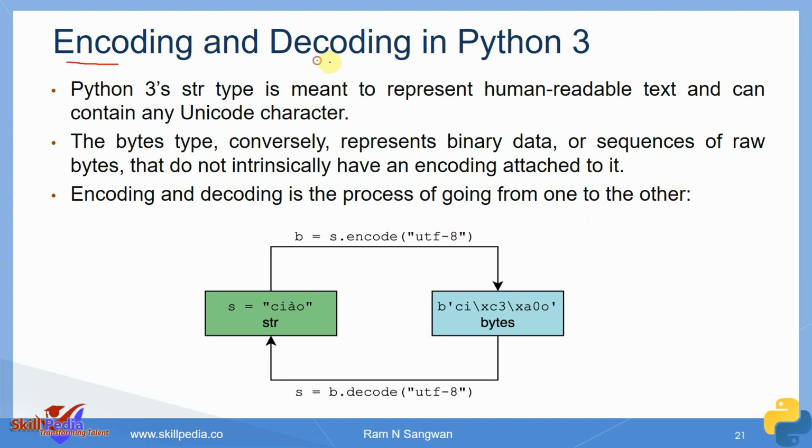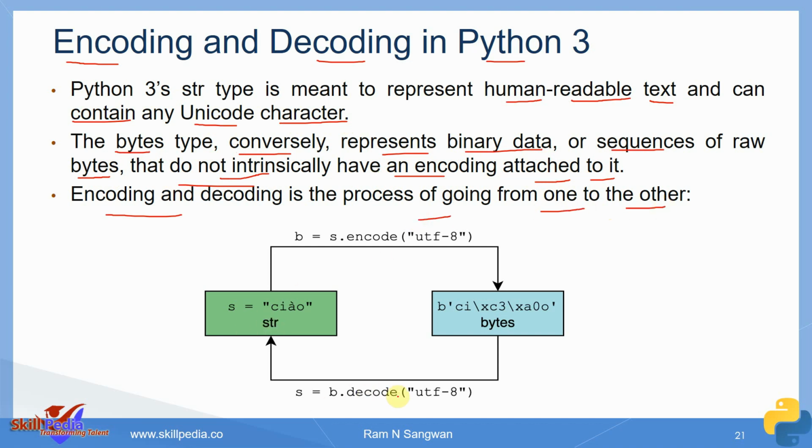Encoding and decoding in Python 3. Python 3's string type is meant to represent human-readable text and can contain any Unicode character. The bytes type conversely represents binary data, or sequences of raw bytes, that do not intrinsically have an encoding attached to it. Encoding and decoding is the process of going from one to another.